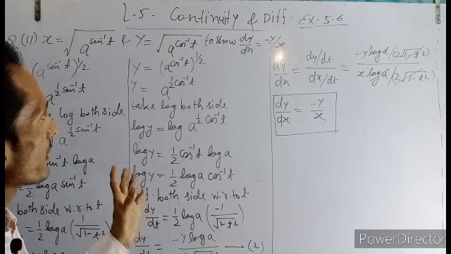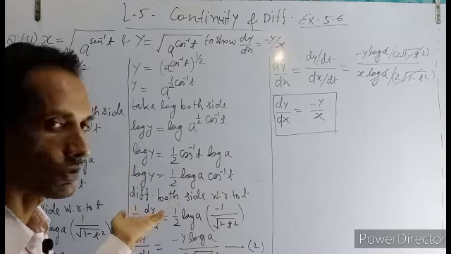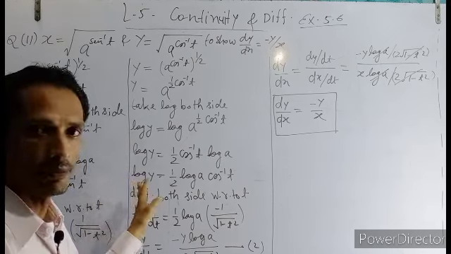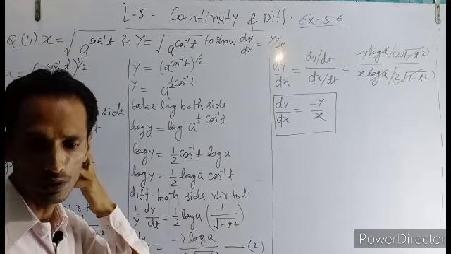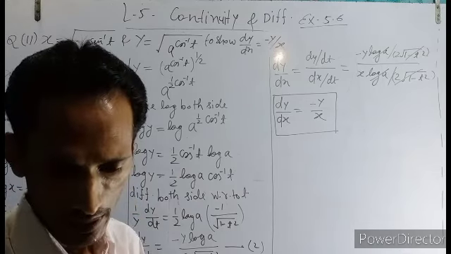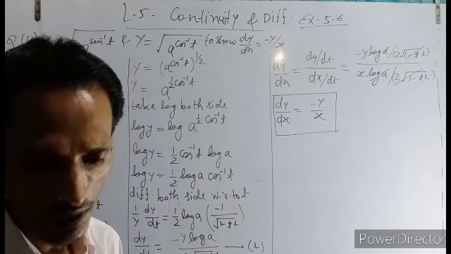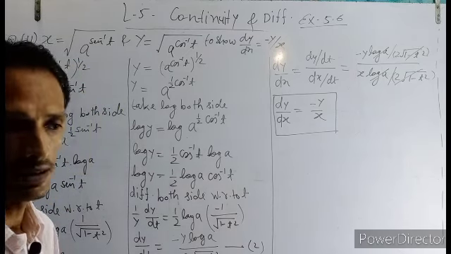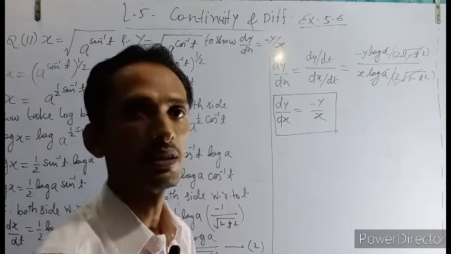This is all about exercise 5.6, so the remaining questions you can do. I think the remaining questions are comparatively easy compared to these two, so you can do them easily. If someone has any problem, you can ask me. Now after this we have to come to the next chapter, the next exercise, that is the second order derivative.